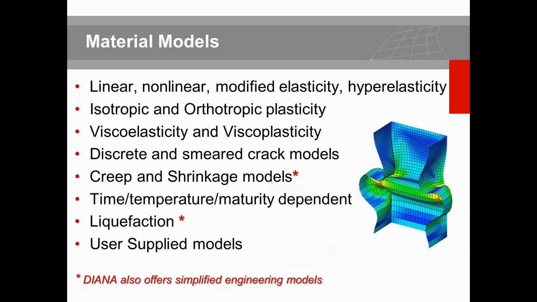For material models, we do have more than 150 material models: linear, nonlinear, modified elasticity, hyperelasticity, isotropic and orthotropic plasticity like Hill plasticity. We have viscoelasticity and viscoplasticity. If you are dealing with creep, you may consider viscoelasticity for the concrete. If you are dealing with landsliding or avalanche, for instance, you may consider viscoplasticity. We have various crack models and approaches, discrete or smeared. We have the concept of creep and shrinkage, time, temperature, and maturity dependency, and also liquefaction analysis.